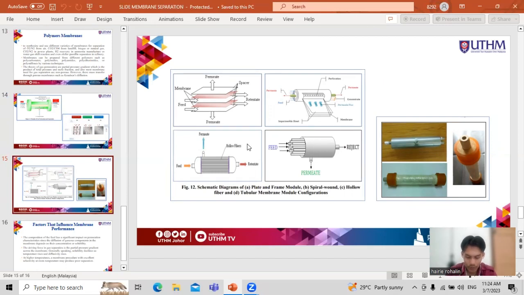The hollow fiber consists of thin, fine capillaries collected together and made into a bundle. This bundle is perfectly potted on both ends to arrest any leakage between feed and permeate chamber, and then placed in the housing. And lastly, here is the tubular membrane module configuration.